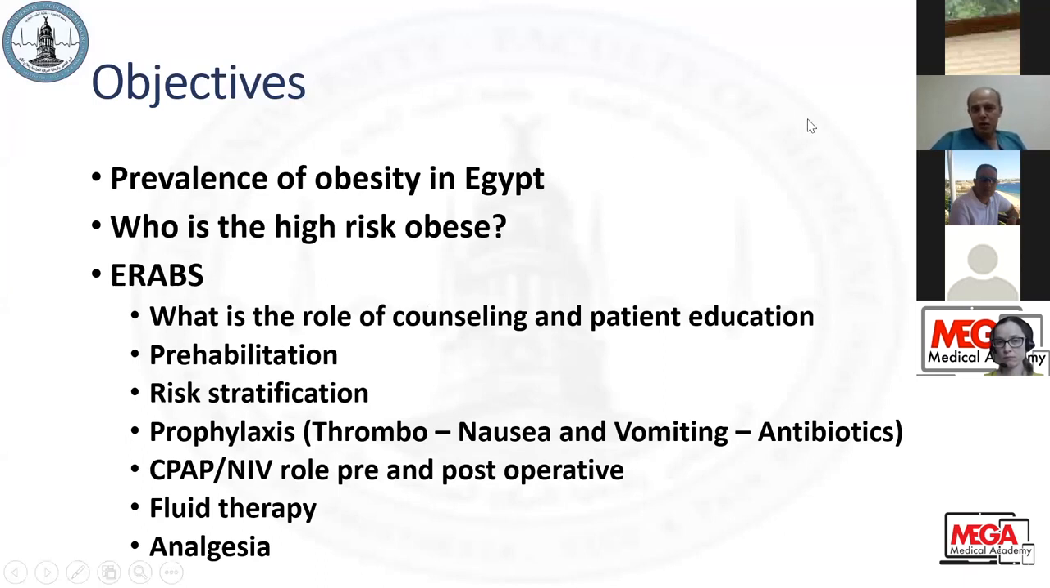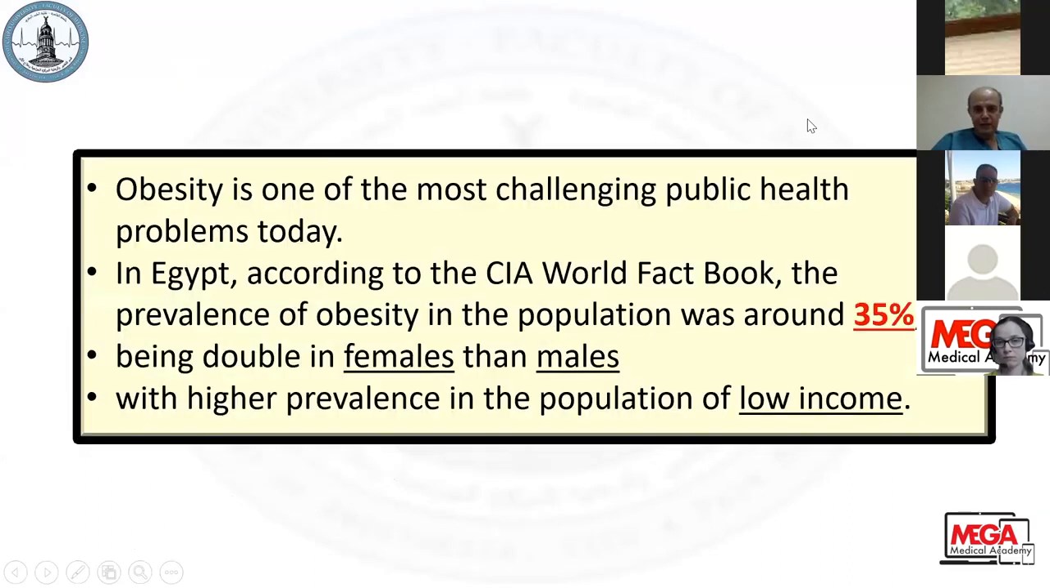Obesity is one of the most challenging public health problems today. In Egypt, according to the CIA World Factbook, the prevalence of obesity is around 35%. And as our population is reaching more than 100 million, then we have 35 million persons that are obese. It's more in females, it's double the males, and it has higher prevalence in the population of lower income.